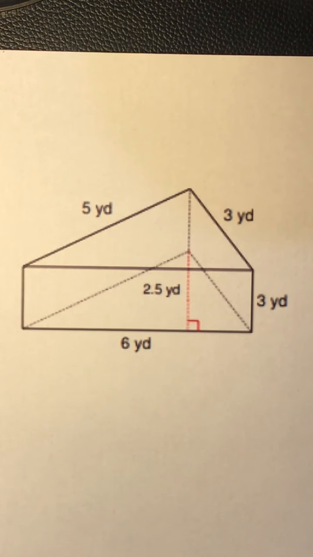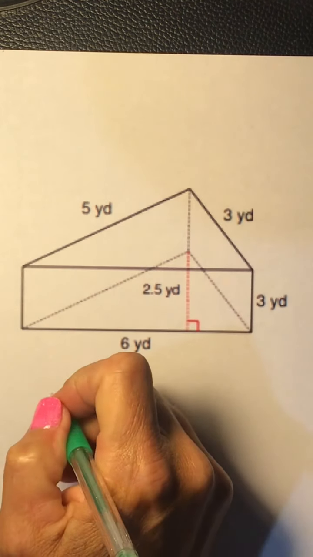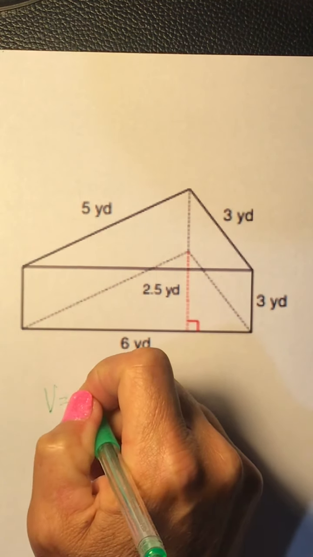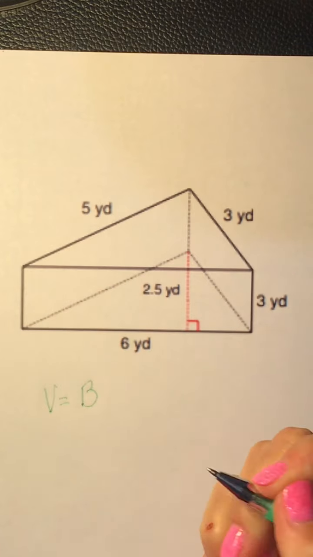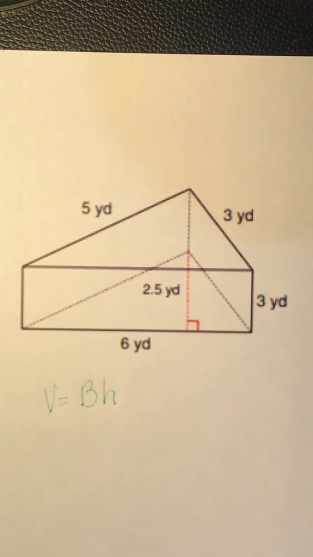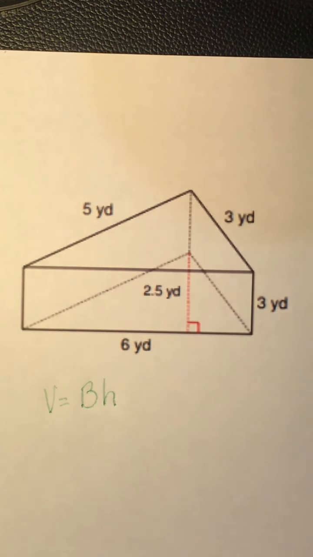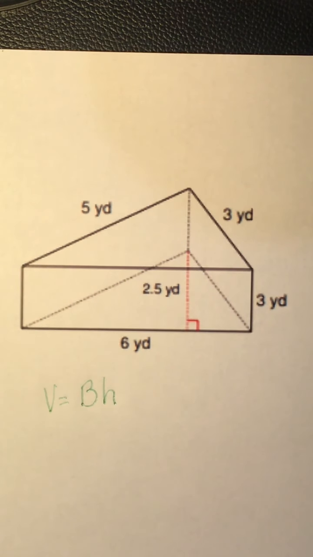Volume for any shape is nothing more than area of the base times the height. The hard part is figuring out which part is the base.